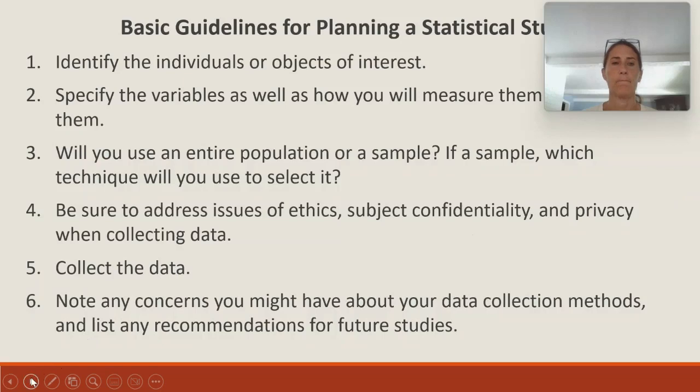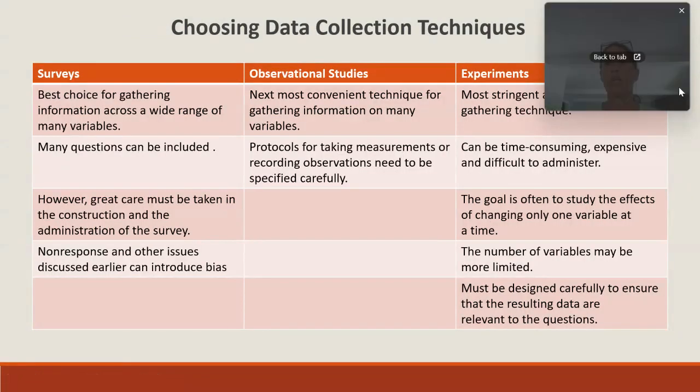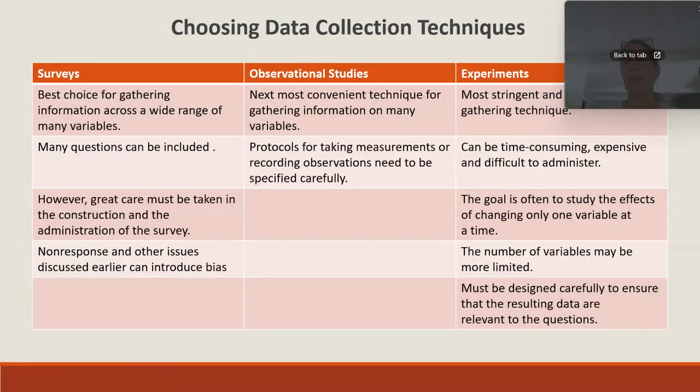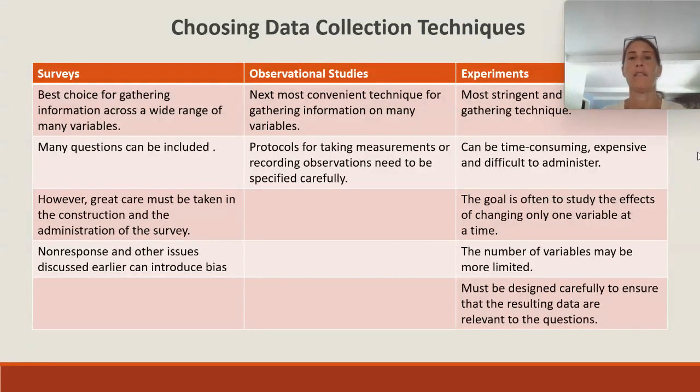So here's just a quick little table about the different kinds of data collection techniques. Surveys, these are the best choices for gathering information across a wide range of many variables. You can include a lot of questions. You have to be careful, though, in how you construct and administer the survey. Non-response and other issues discussed earlier can introduce bias when you're doing surveys.